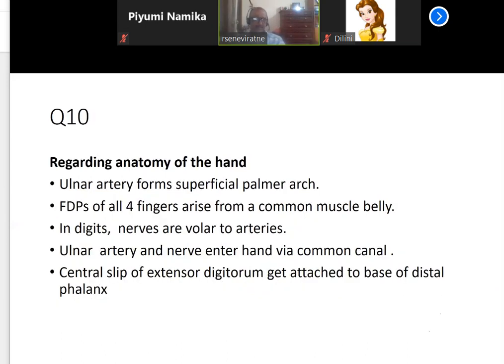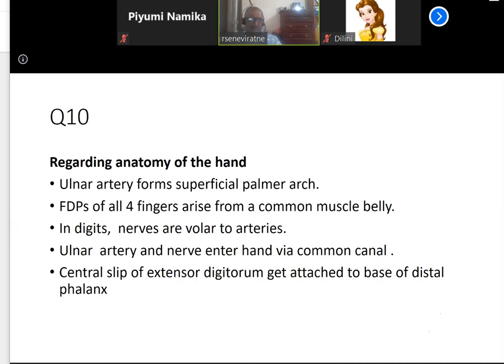Okay. Anatomy of the hand. A. Ulnar artery forms superficial palmar arch. True. Yeah, it's superficial, and radial forms mainly the deep palmar arch. Flexor digitorum profundus for all four fingers arises from a common muscle belly. False.